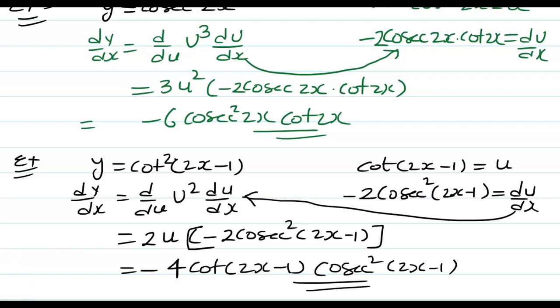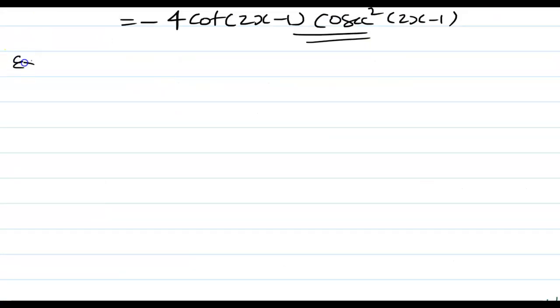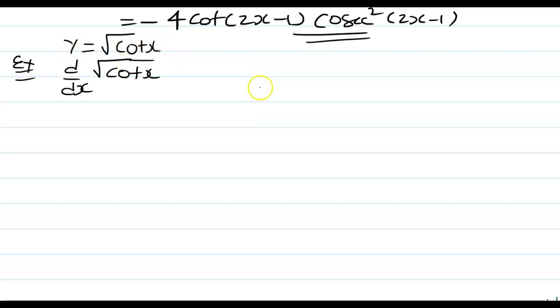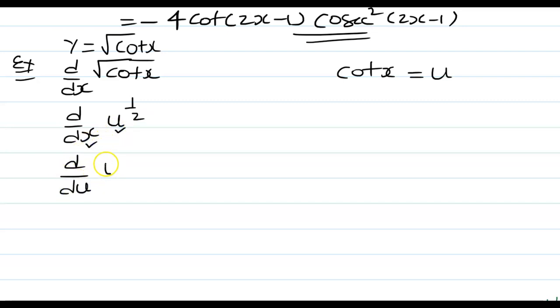Now the next example is d over dx of root cot x. Suppose the question is y equal to root cot x, then what will be the differentiation? Again you assume cot x equal to u. So this will be d over dx of u to the power half. Now this is u and this is x, so we can apply the chain rule: d over du of u to the half, times du over dx. u to the half differentiates to half u to the power minus half, and du over dx we can find from here.